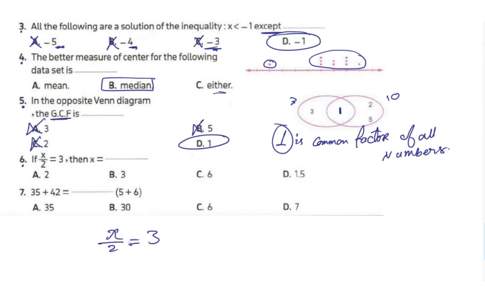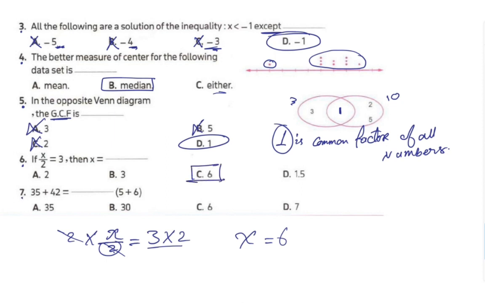So I need to get rid of this 2. When you find a divide, use what? Use multiply, the same number, 2. So I will multiply both sides by 2. Why? Because 2 over 2 equals 1. So 1x equals what? 3 times 2 equals 6. So the x value is 6.